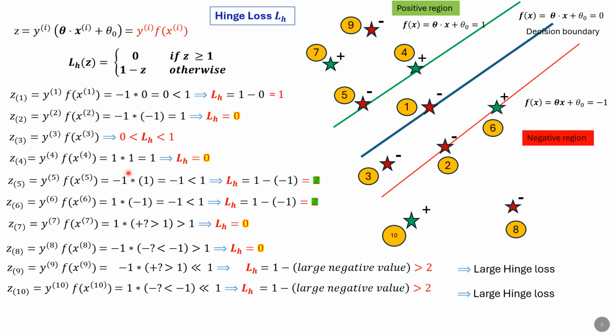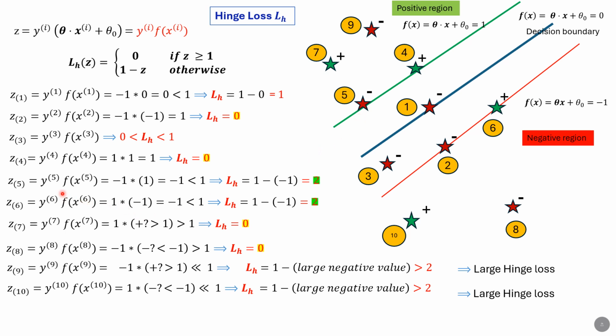Then we get again 1 times 1, which is 1. Then hinge loss becomes 0. Then 5 and 6. These two data points are in the wrong region. The fifth one is in this region and the sixth one is in this region. It is not valid because positive data points should be here, negative points should be here. Since they are on their incorrect boundaries, we expect a huge hinge loss.